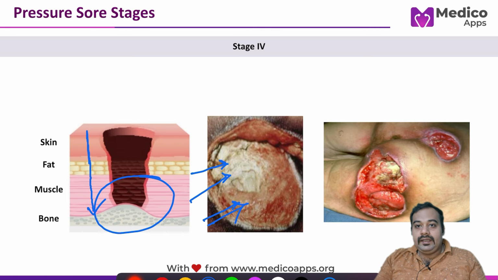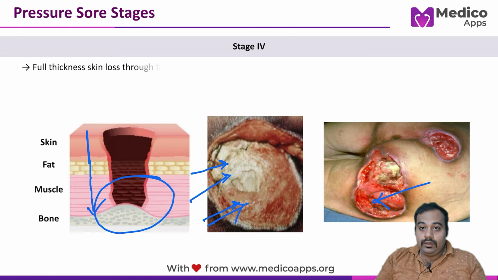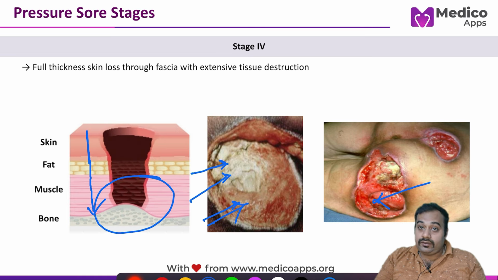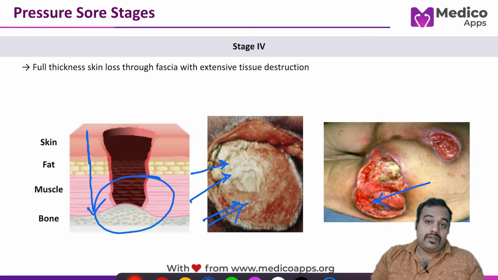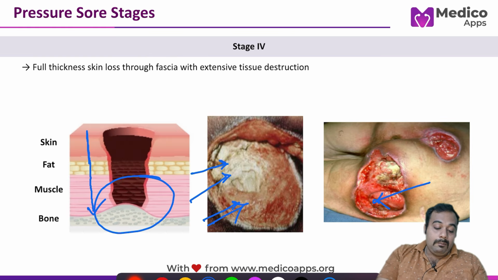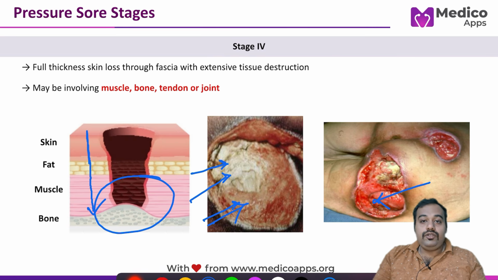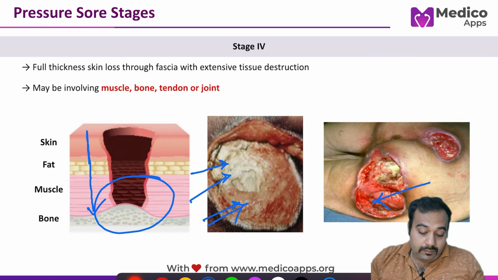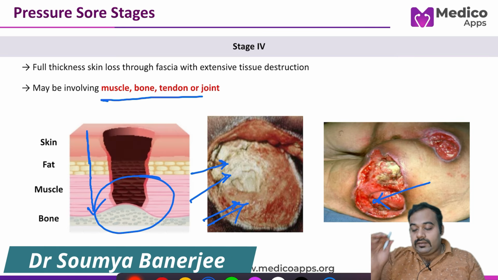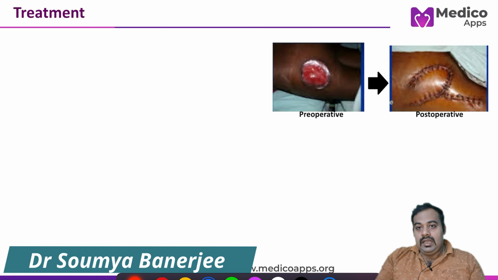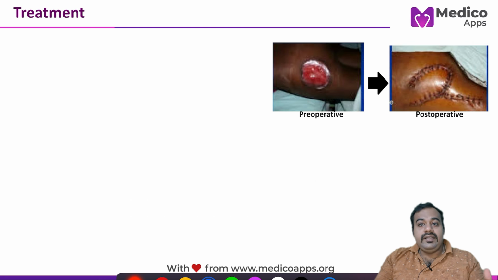So there is a full thickness loss of the skin and the underlying tissue, and there is extensive tissue destruction, involvement of the muscle, bone, and joint, even tendon involvement has been seen. Now let's try to understand what treatment protocol we have in such cases.